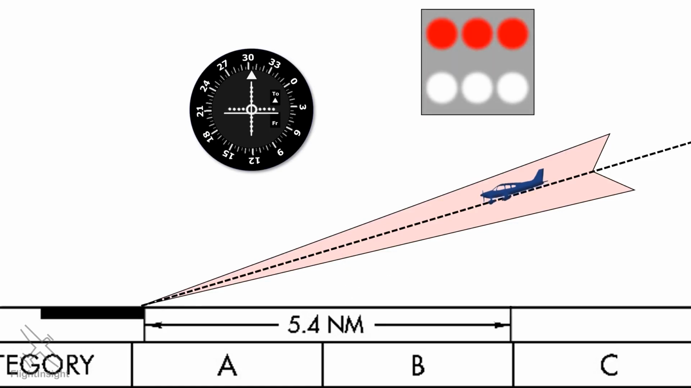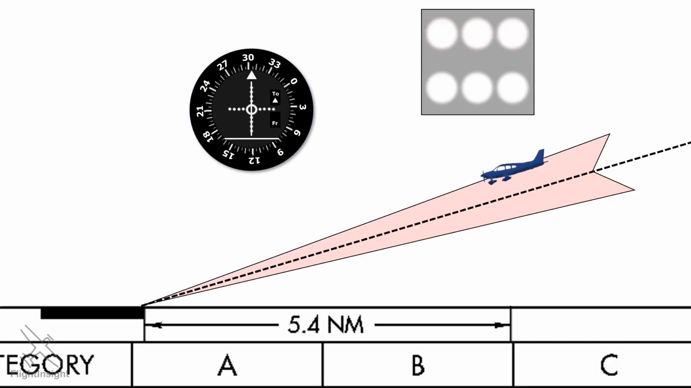If we climb above the glide slope, the horizontal needle starts to move below center incrementally, and the VASI will eventually indicate white over white, we're too high.